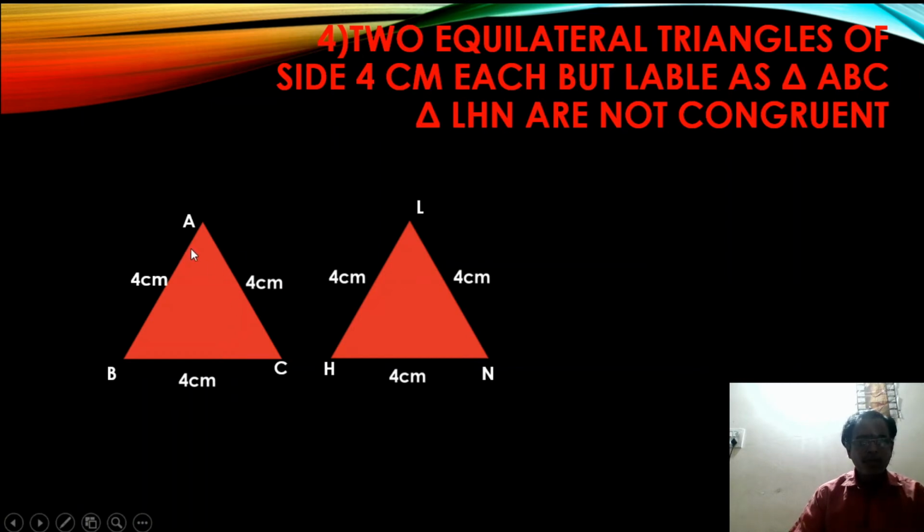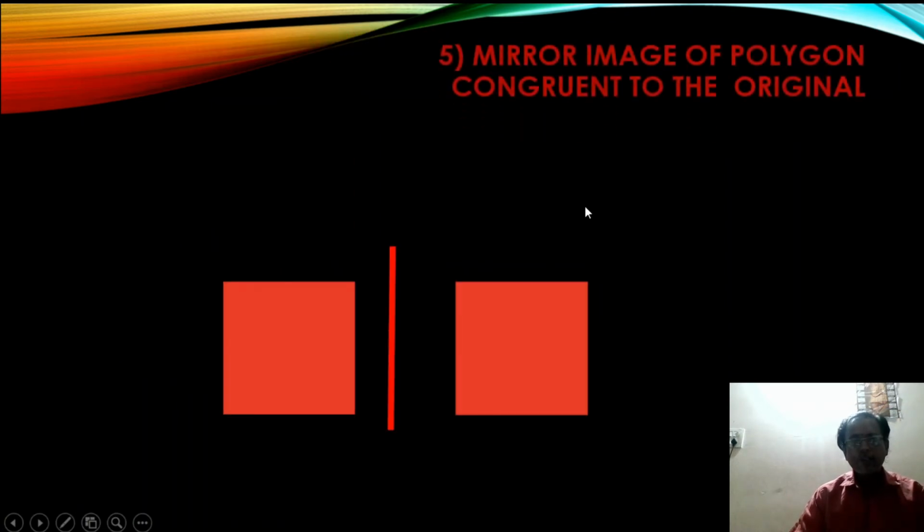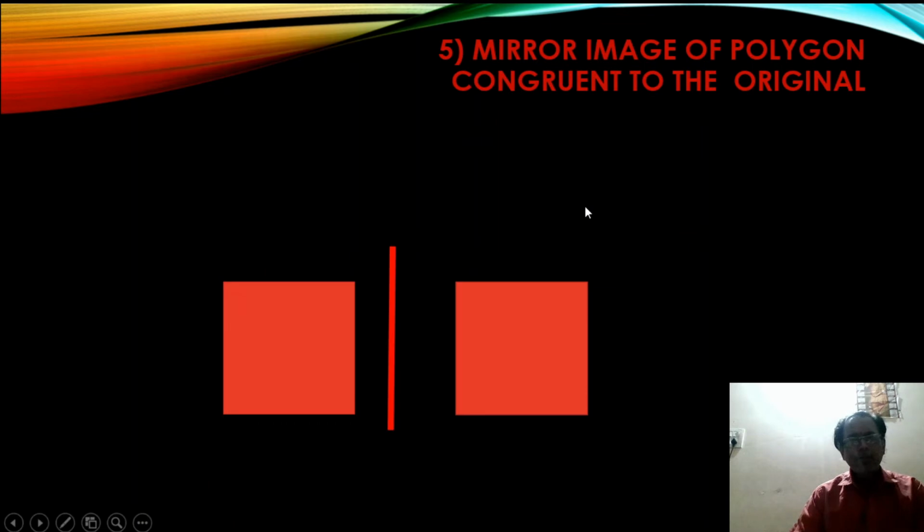Again, same procedure. AB is equal to LH, corresponding sides are equal. Here BC is equal to HN, AC is equal to LN, and each and every angle is equal to 60 degrees. So angle A is equal to angle L is equal to 60, angle B is equal to angle H is equal to 60, angle C is equal to angle N is equal to 60. So that's why the given statement is wrong. So false.